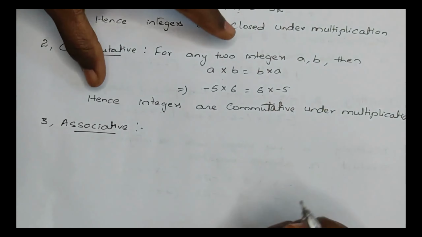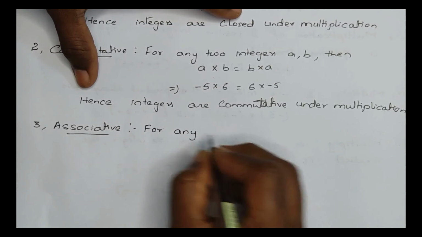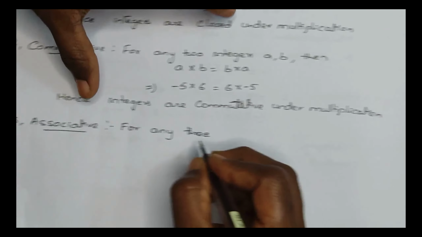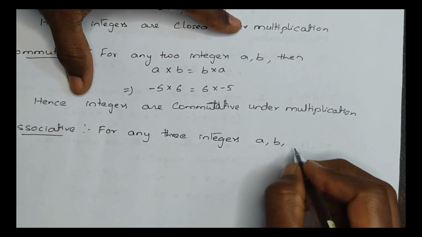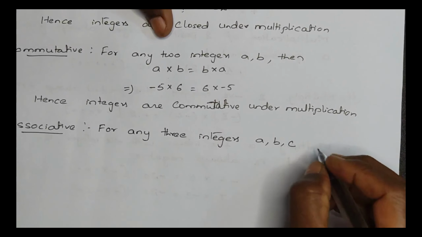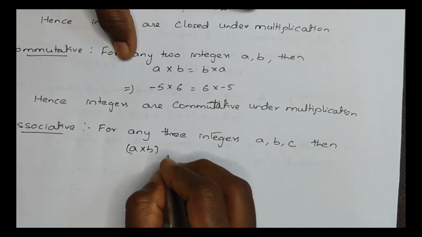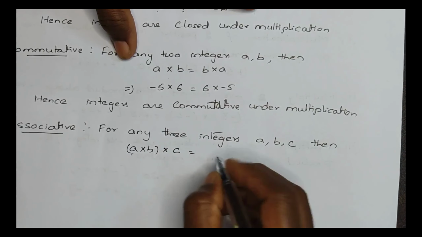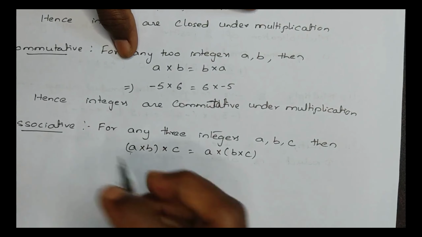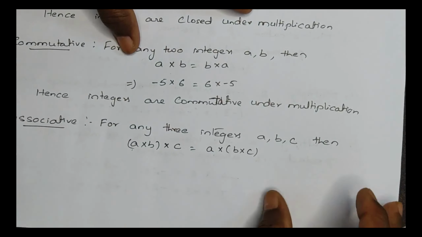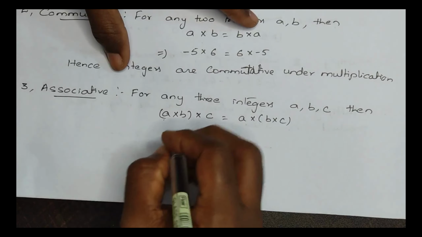Here, for the associative property, we always use 3 values, for any 3 integers a, b and c. Then (a × b) × c is always equal to a × (b × c). So here we have paired a and b, here b and c. The product will always be equal. You can try with any numbers, any values.